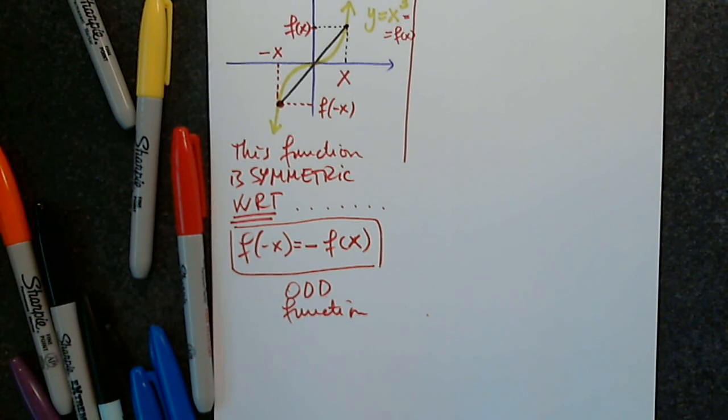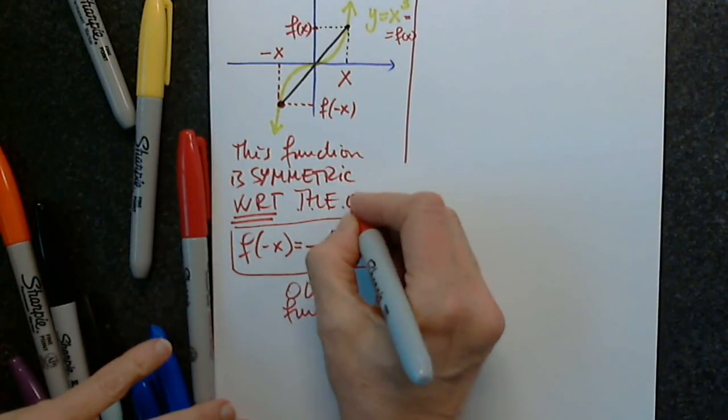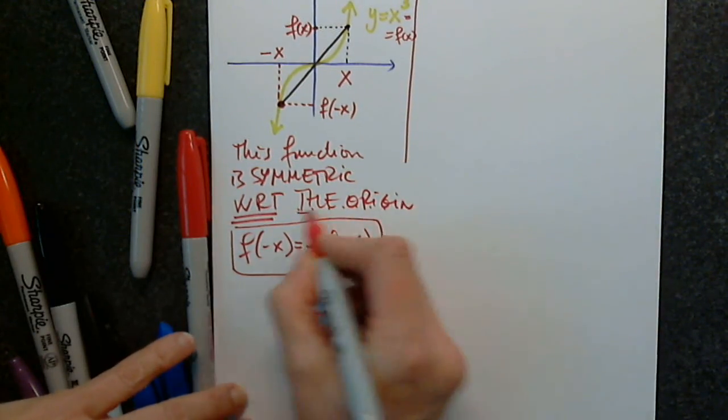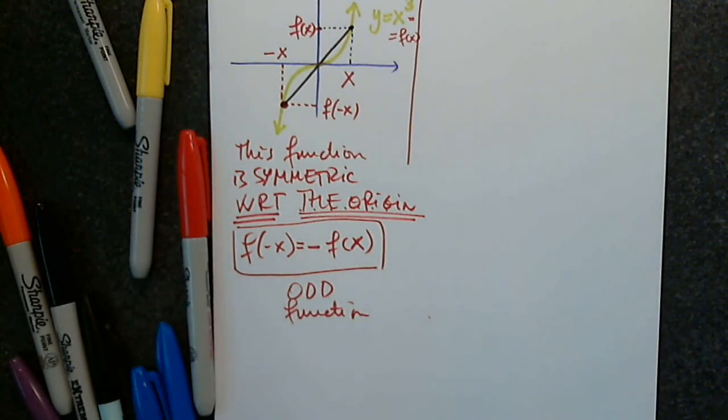So here's a graph on this side, right? And now here's the graph on this side. What is it symmetric with respect to? Exactly, the origin. Symmetric with respect to the origin. All odd functions are symmetric with respect to the origin.